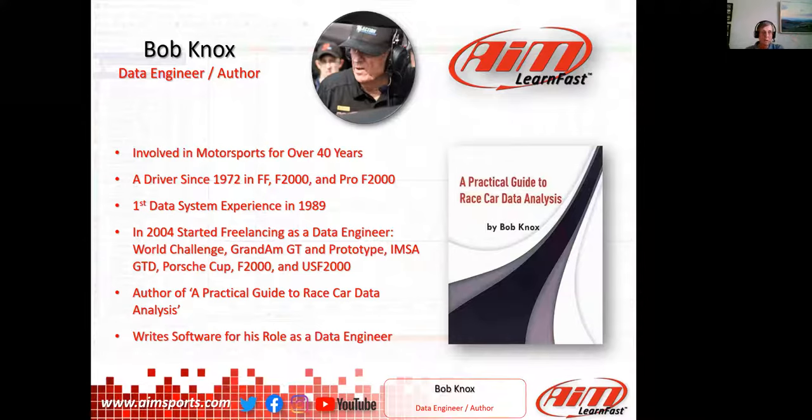But aside from that, as you will probably show a slide later, the team I've been with basically since the end of 2007, Allegro Motorsports, we're going to be back in professional racing full-time next year.